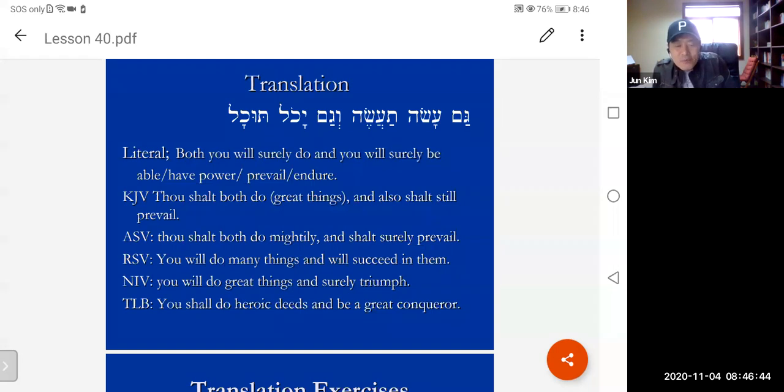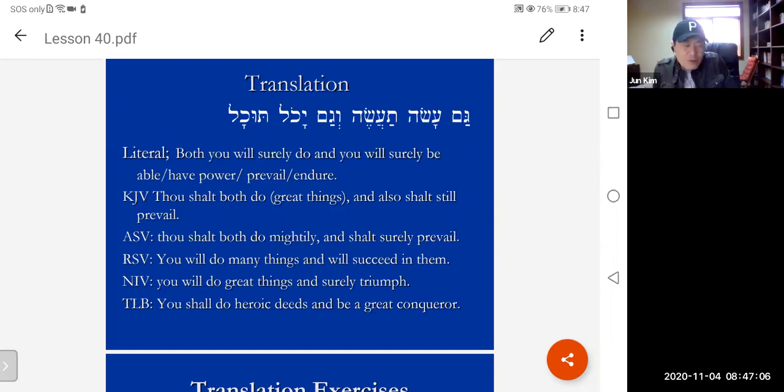So I think those meanings are caused by this emphatic meaning of the infinitive absolute. So what do you mean? You will surely do, and you will surely have power. So it describes the potential and the ability of the person here.